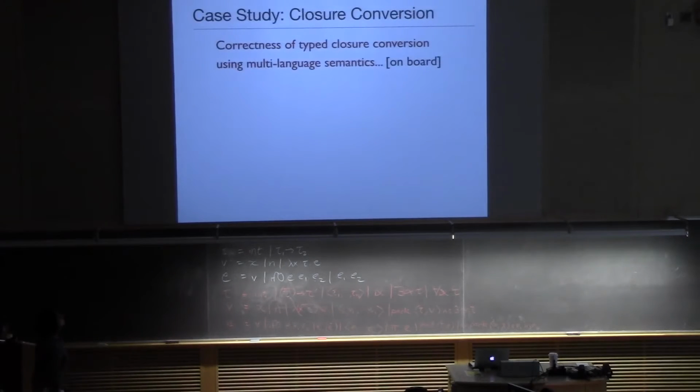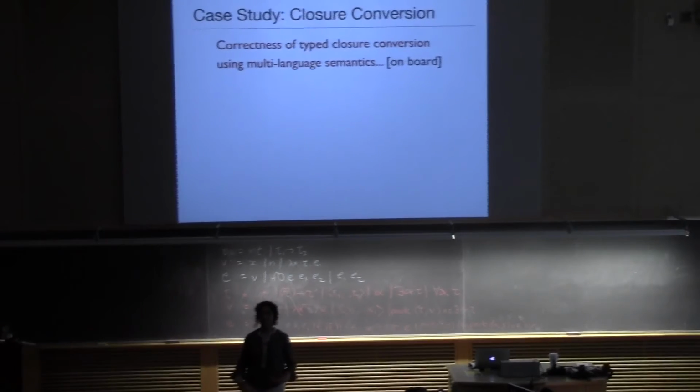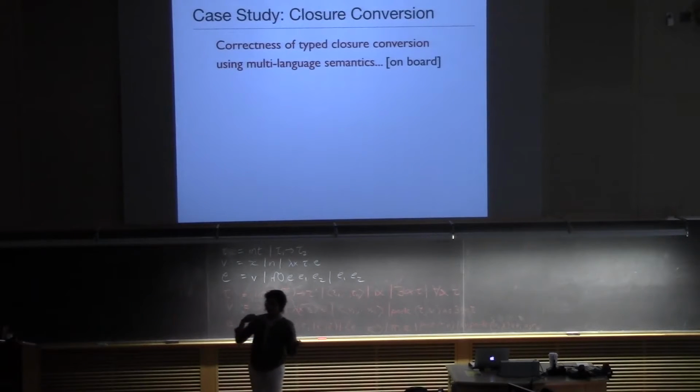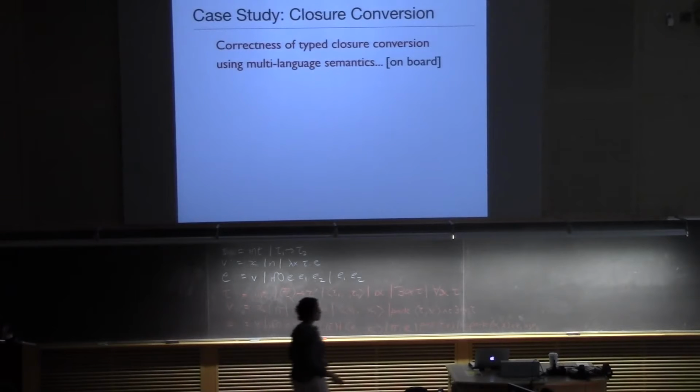Anyway, okay, so let's do this on the board. Let's go back to our case study and see how we would define a multi-language semantics in order to do that same compiler correctness proof. But this time we get a stronger theorem, right? Okay. And I hope it's clear, right? Even if... I guess this is a good segue point.